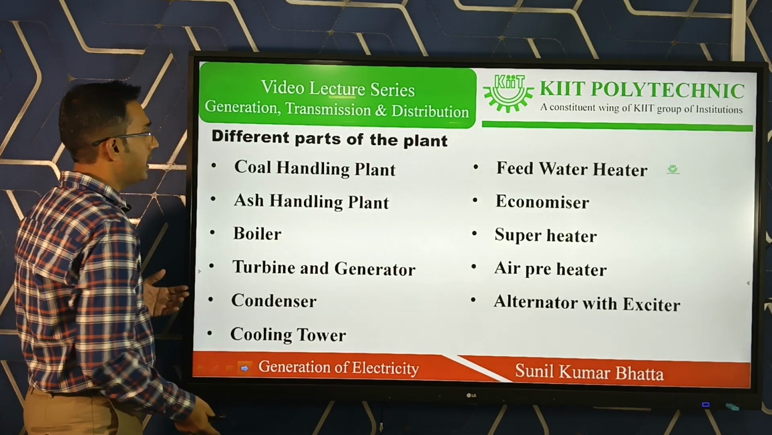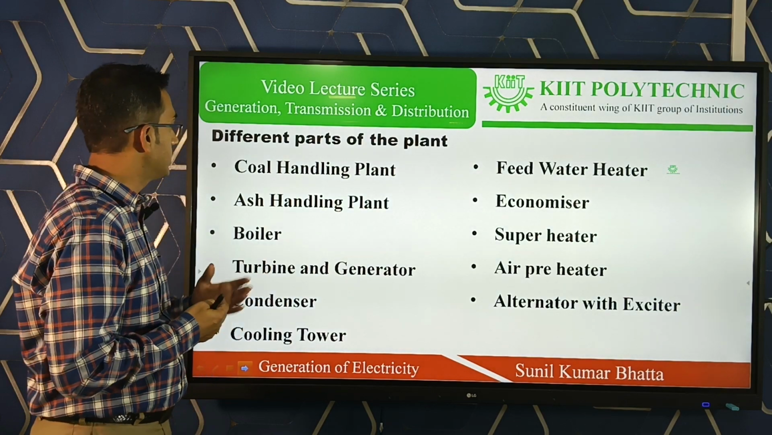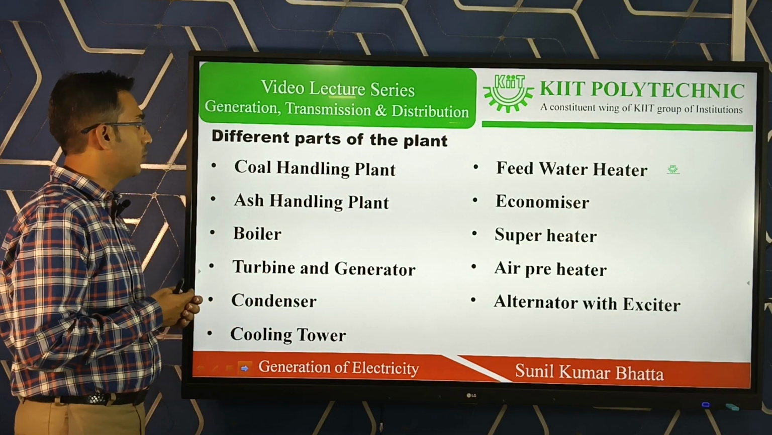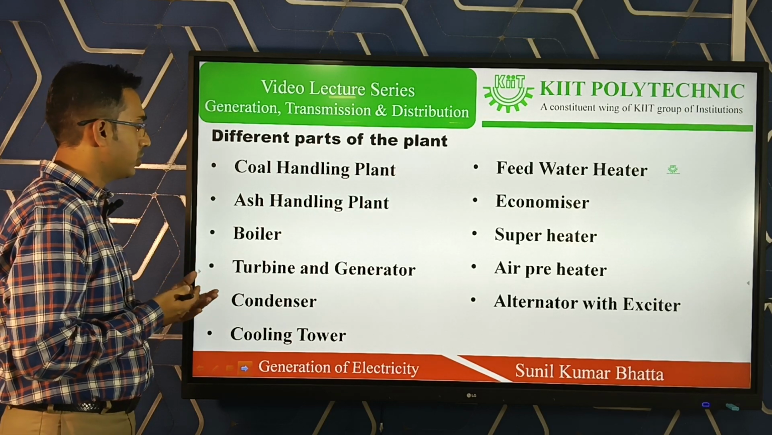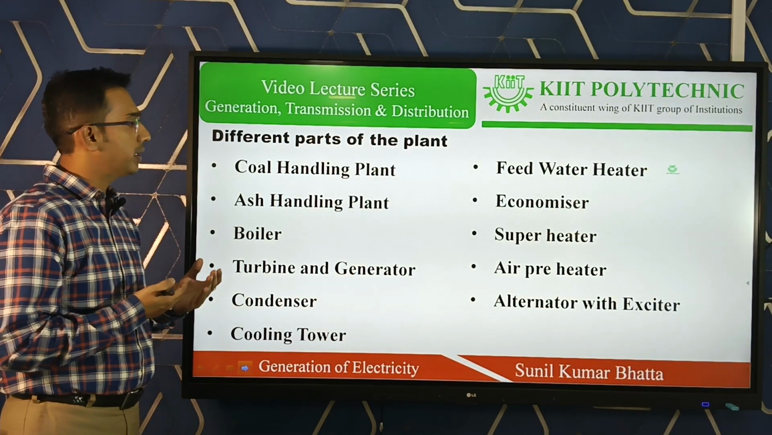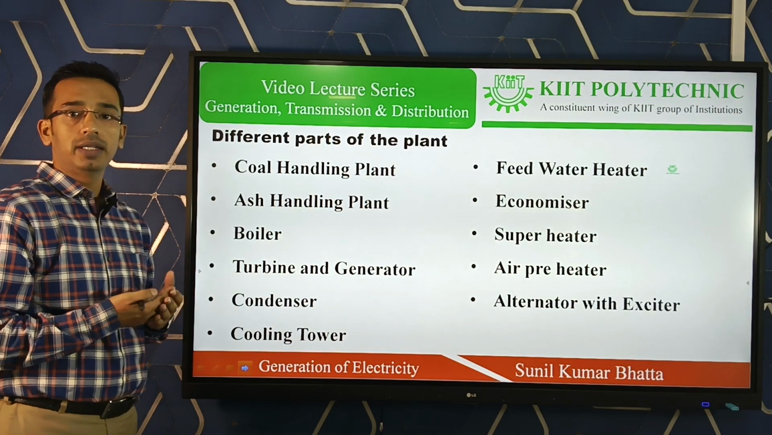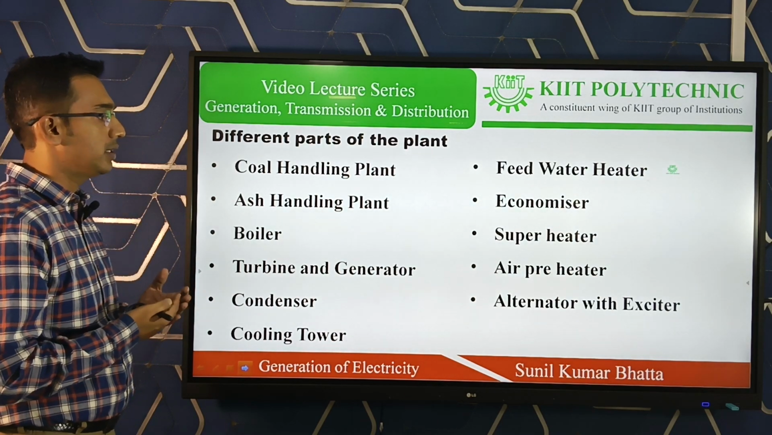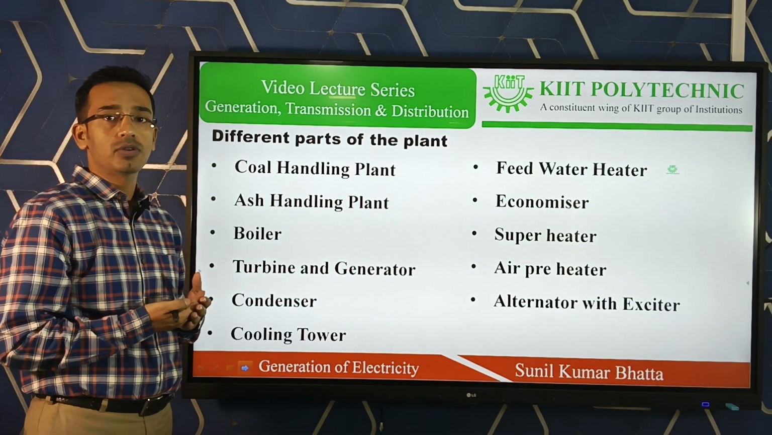So coming to the first part, here the different parts are written, very important parts: first the coal handling plant, ash handling plant, boiler, turbine, condenser, cooling tower, feed water heater, economizer, superheater, air preheater and alternator with the exciter. These are the main important parts that we are going to discuss.